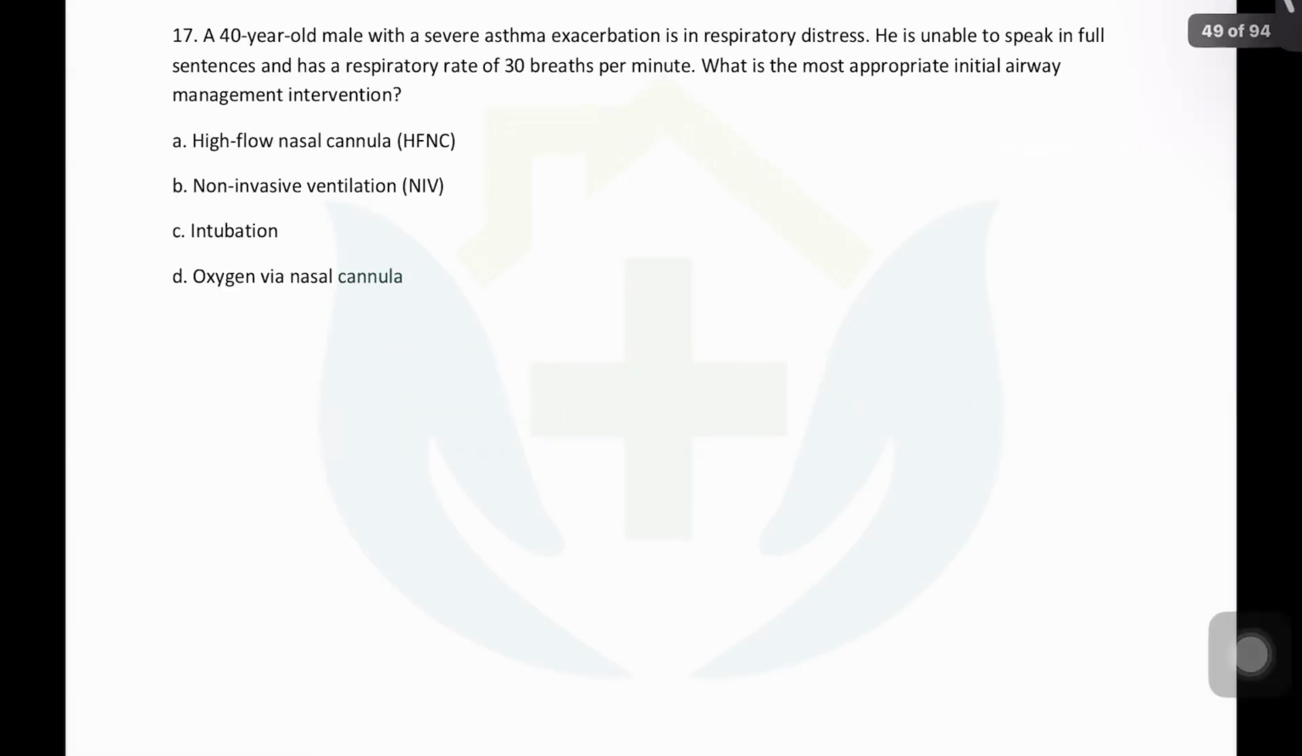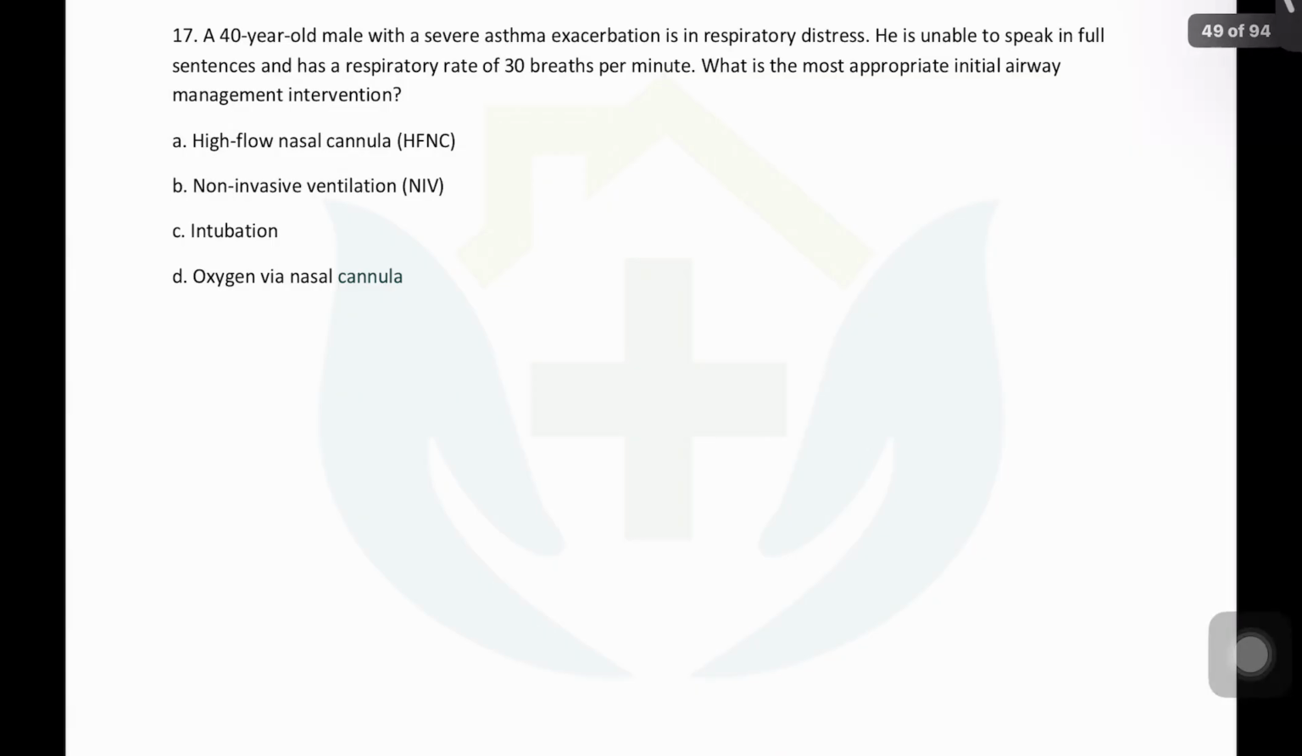A 40-year-old male with severe asthma exacerbation is in respiratory distress. He's unable to speak in full sentences and has a respiratory rate of 30 per minute. What is the most appropriate initial airway management intervention? So what will you do? This patient has respiratory distress and the respiratory rate is 30 per minute. He is 40 years old and asthma exacerbation is there. What will you do? The answer is D, oxygen through nasal cannula.